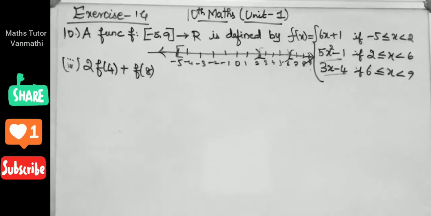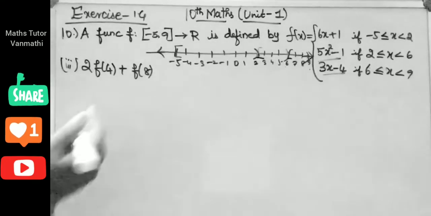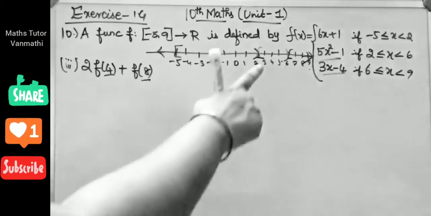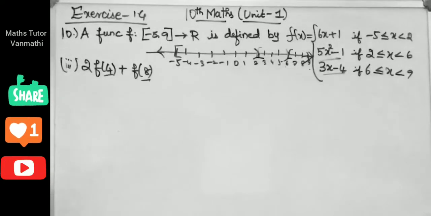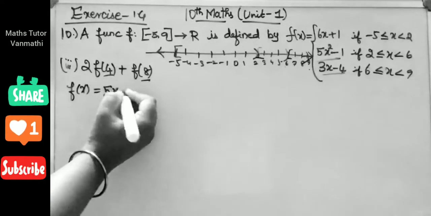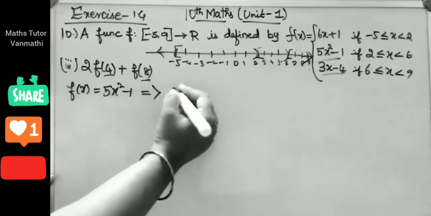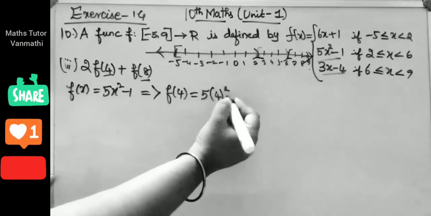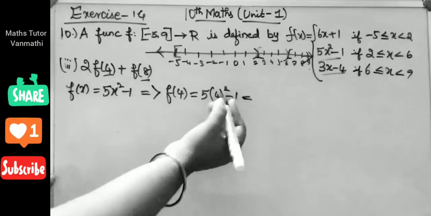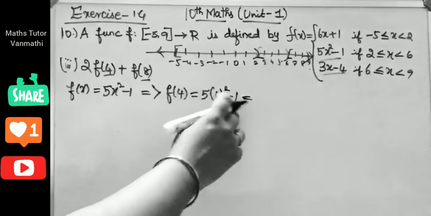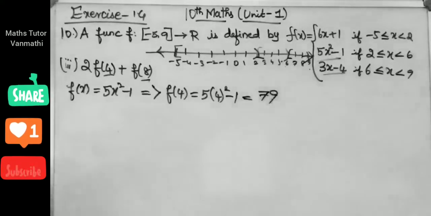Third subdivision is here 2 into f of 4 plus f of 8. We are going to find f of 4 and f of 8 first. 4 lies between this 2 to 6. Okay, then we are going to take the condition f of x equal to 5x square minus 1, which implies f of 4 equal to 5 into 4 square minus 1. You get 4 square is your 16. Then 5 into 16 minus 1. You will get your answer as 79.